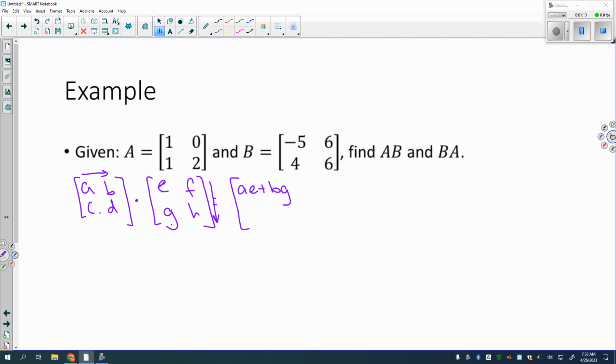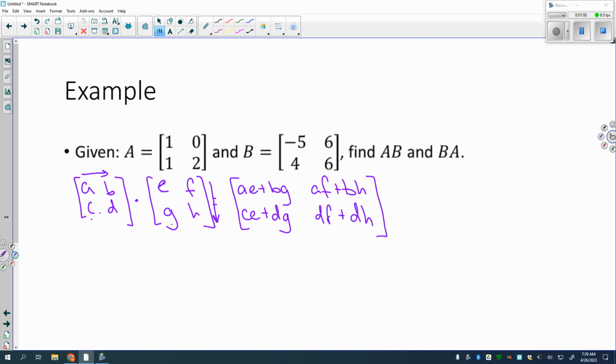So when I want this top right cell, I do A times F plus B times H. And then the bottom left cell, I do C times E plus D times G. And then the bottom right cell, it's C times F plus D times H. And whatever I end up with there for numbers, that's my answer.